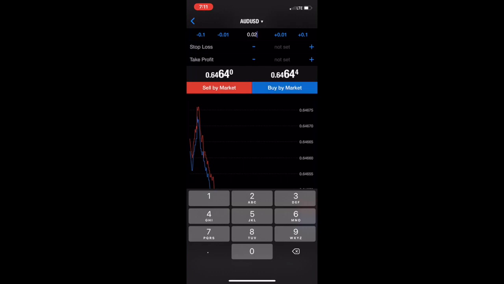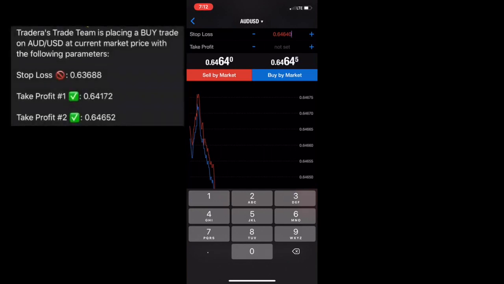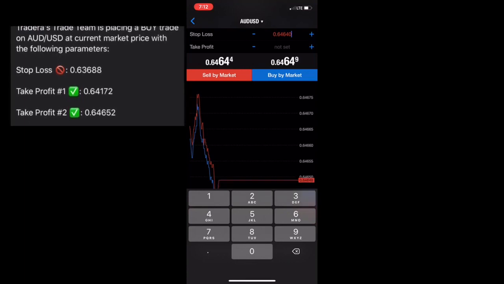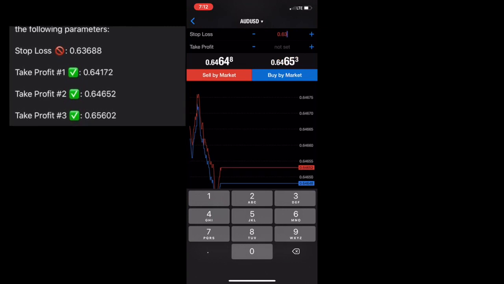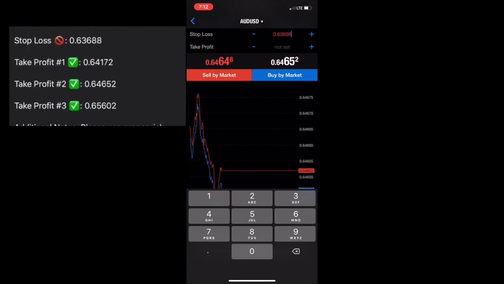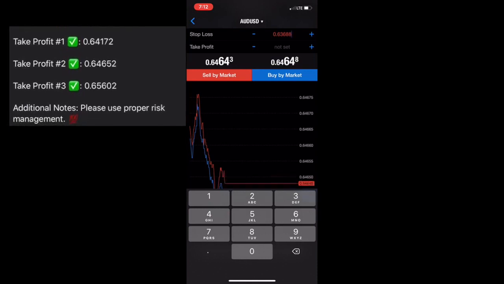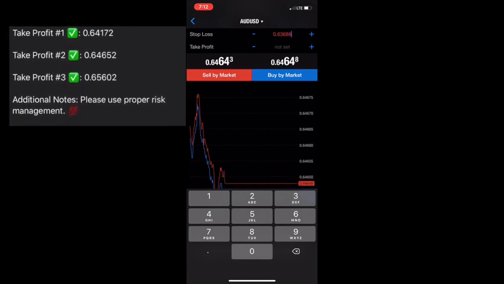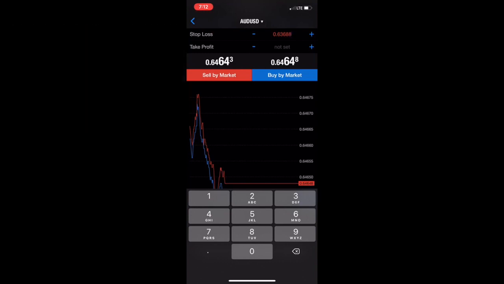Now, the next thing you're going to notice is a stop loss. So this is where you're going to put in the information from the trade alert that we got. So it'll be 0.63688. And like I was showing you guys, you're going to have 3 different take profits. The reason that they give you 3 is because as you're buying this market, those are going to be the 3 levels they're going to look to take their profits out.